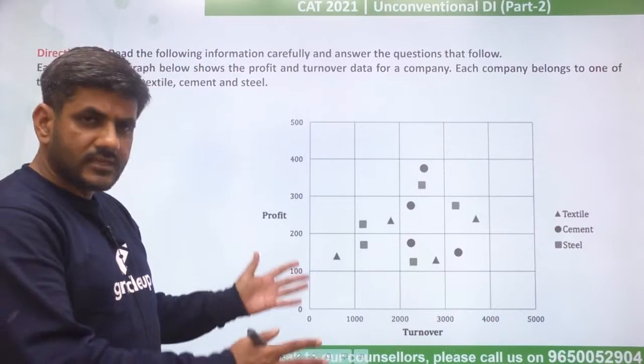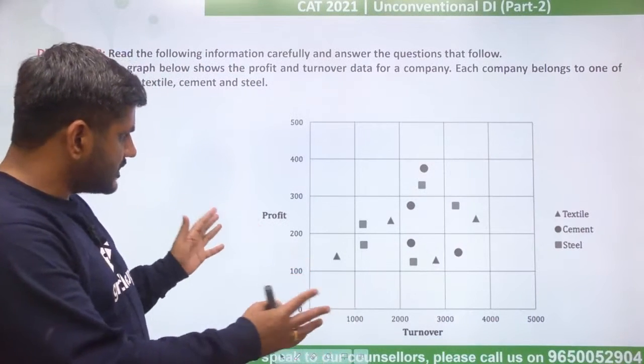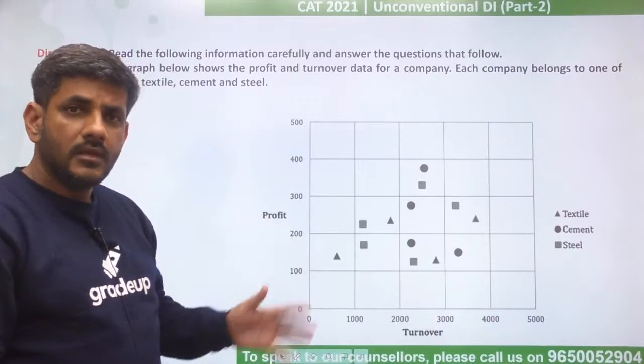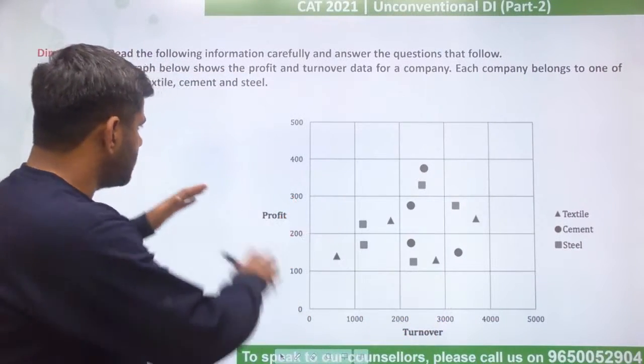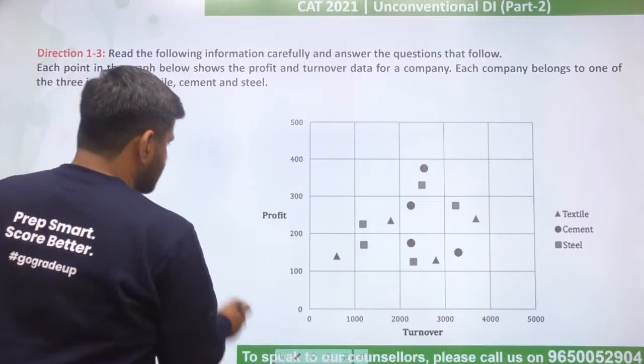So there is nothing much in this data. I can figure out what is happening. Now there are 2 ways. One way is that just after looking at this, I can make a table. Okay, let me make a table here.